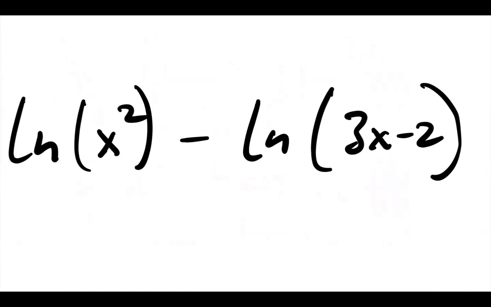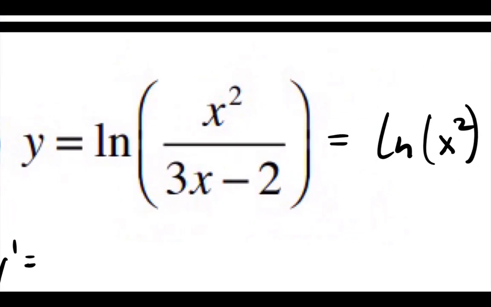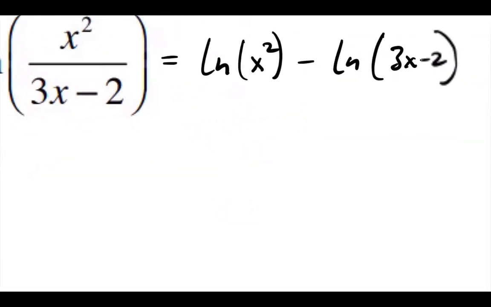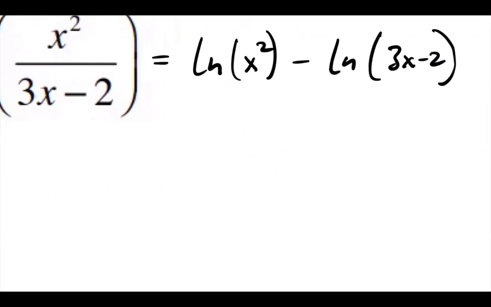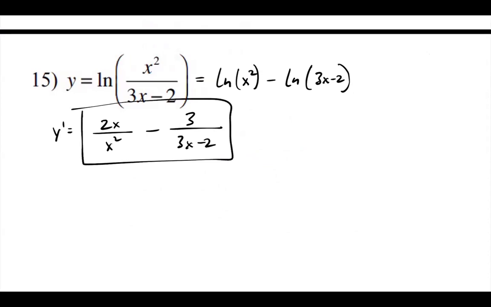Okay. So using some of those rules helps. It only works if it's a natural log. So if it's a natural log of something and it's a division or multiplication, you can do that. Okay. So I don't think I have time to do it if I did it the other way. So I'll do it the shorter way. So we have x squared. So 2x over x squared minus 3 over 3x minus 2. Done.